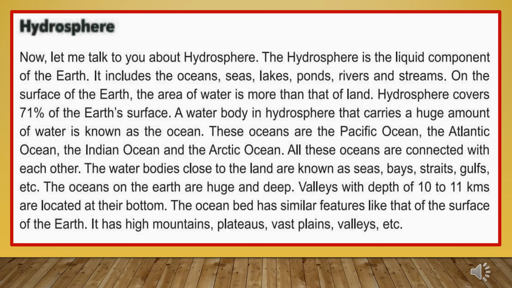The water bodies close to the land are known as seas, bays, straits, gulfs, etc. The oceans on the earth are huge and deep. Valleys with the depth of 10 to 11 kilometers are located at their bottom. The ocean bed has similar features to the surface of the earth. It has high mountains, plateaus, vast plains, valleys, etc.